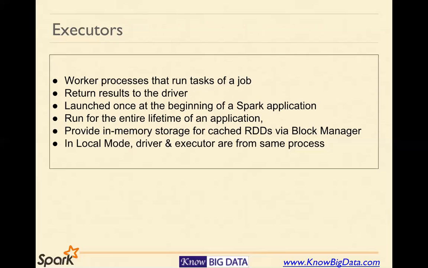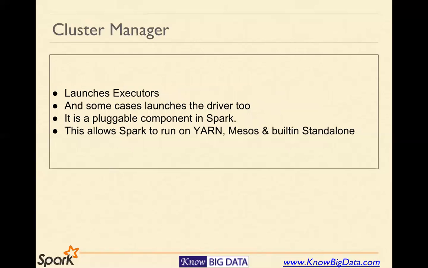Okay, executors are the worker processes that run the tasks of a job and return results to the driver. They are launched once at the beginning of a Spark application, and they run for the entire time of the execution of the application. They provide in-memory storage for cached RDDs via the block manager, and in local mode the driver and executors are from the same process.